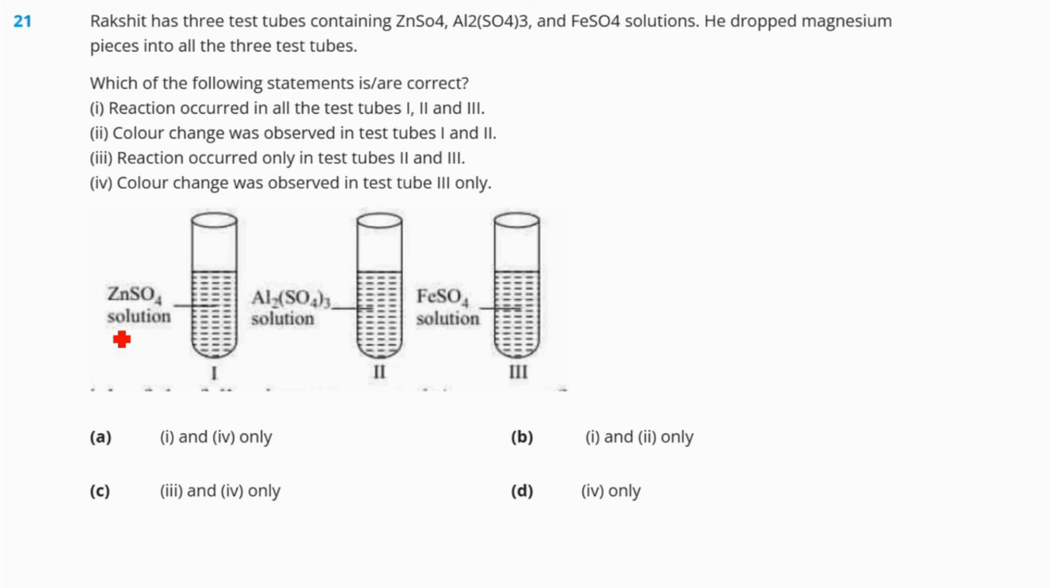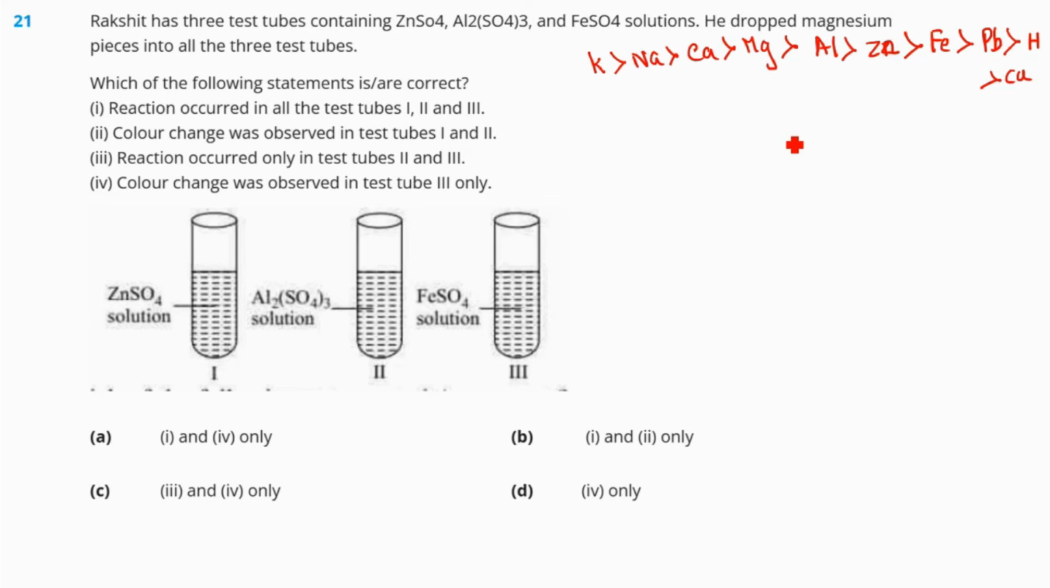So before that, let us understand the reactivity series. In reactivity series, potassium is more than sodium, is more than calcium, is more than magnesium, is more than aluminium, is more than zinc, is more than iron, is more than lead, is more than hydrogen, is more than copper. Correct. So here magnesium is more reactive than zinc and iron. Okay. But magnesium is not more reactive than aluminium.